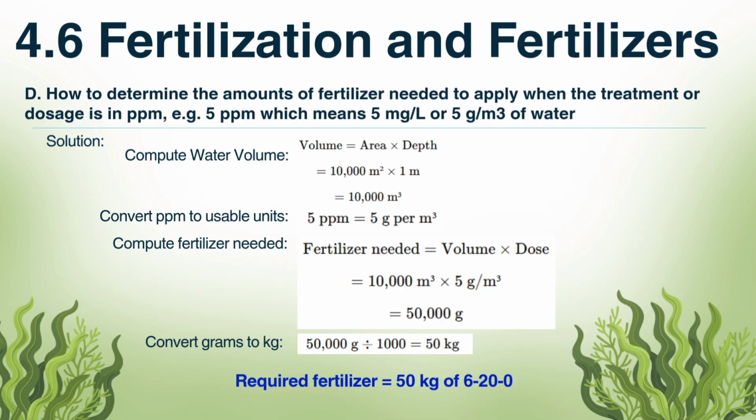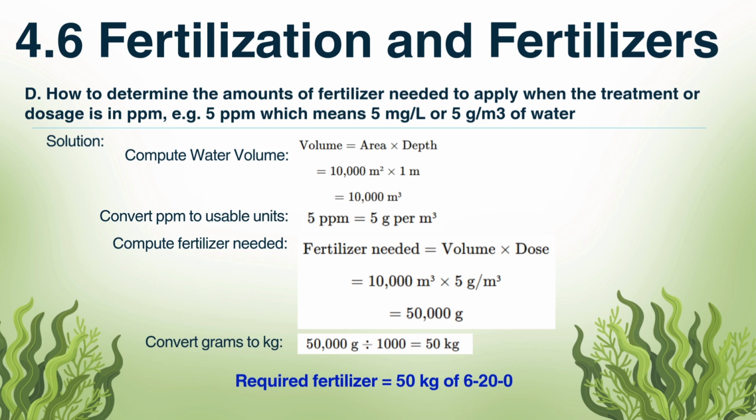To solve, we must first compute the water volume. Volume equals area times depth. 1 hectare is 10,000 square meters multiplied by 1 meter depth. So the volume is 10,000 cubic meters. Then the next step is to convert the ppm to usable units. In water, 1 part per million equals 1 gram per cubic meter. So 5 ppm equals 5 grams per cubic meter.